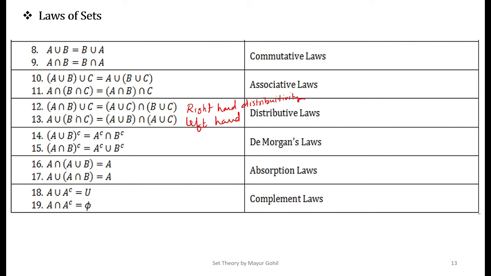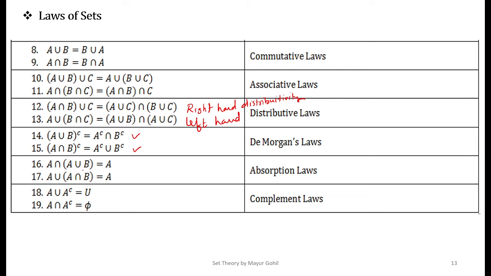Now let us see the other one. A union B intersection C is the same as A union B intersection with A union C. Now this is left hand distributivity. We have already dealt with De Morgan's law. As I had told you, there are these two rules. The first one you need to know. The second one is derived from the duality principle. Replace union by intersection and intersection by union, and you get your answer.